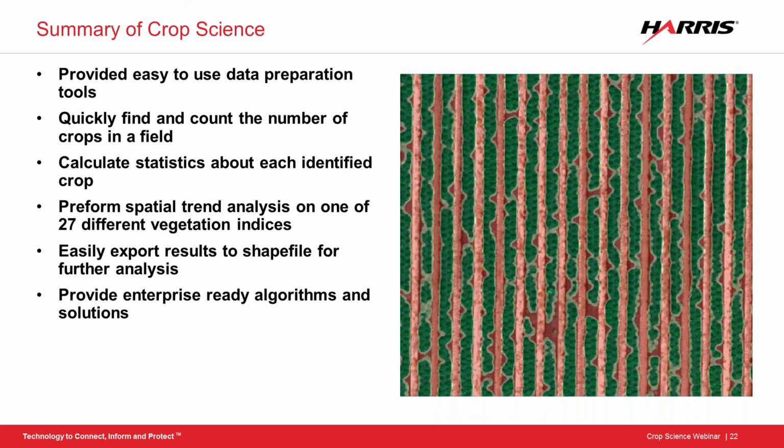This calculates statistics about each individual crop. Once again, based off the location, your index can go from there. Perform spatial trends analysis on one of the 27 broadband greenness vegetation indices, if that's the kind of data type you're using, or if you're using hyperspectral, then you have the full breadth of indices available to you, those 51 total. It has easy to export results to a shapefile, so you can pass what you've done right into ArcGIS or any other GIS that you're using.